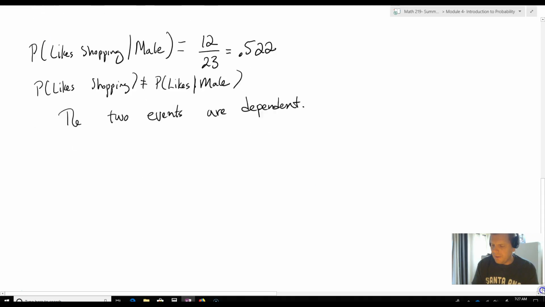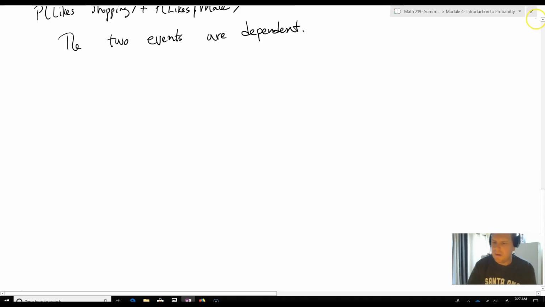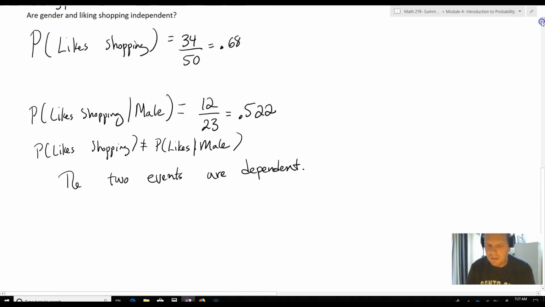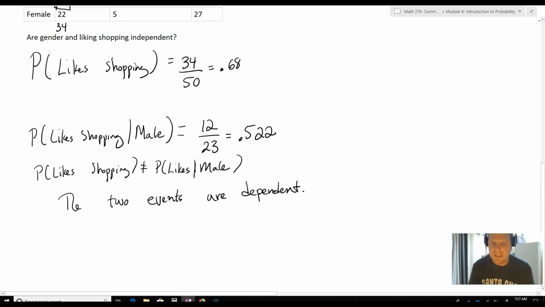So let's review this and summarize it. What we've done is we found probabilistic proof. I found the calculation for the probability that somebody liked shopping. I found the calculation that somebody liked shopping given that they were male. So I put a condition to it, one of our gender conditions, and saw whether or not the two are equal. That comparison tells me that they are not equal, so consequently, these are dependent.